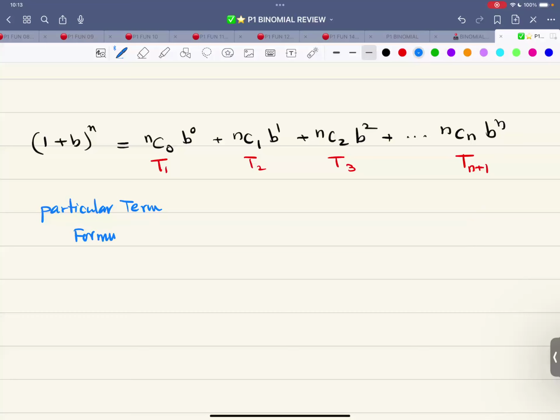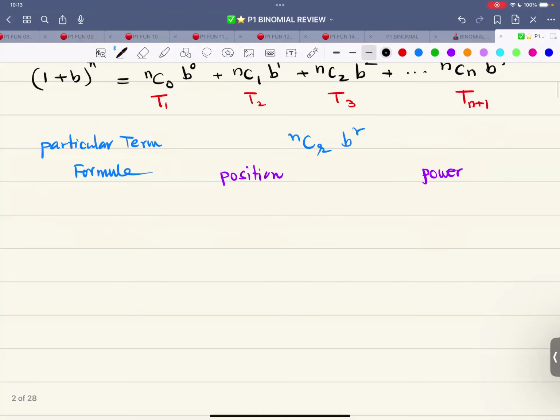What else is there? If I want to write the particular term formula for this kind of expansion, that is nCr b^r. They can ask for the term from the perspective of position, or they can ask it from the perspective of power. And I'll elaborate more when I'm solving the questions.